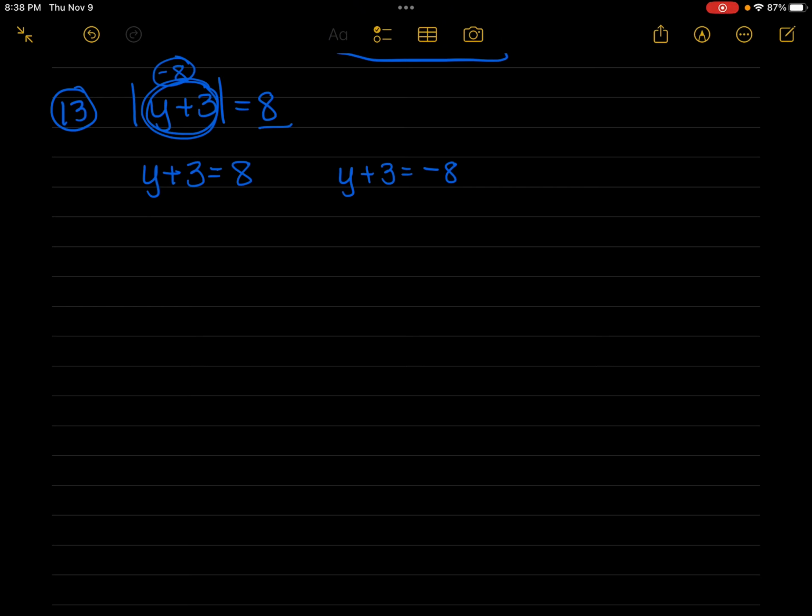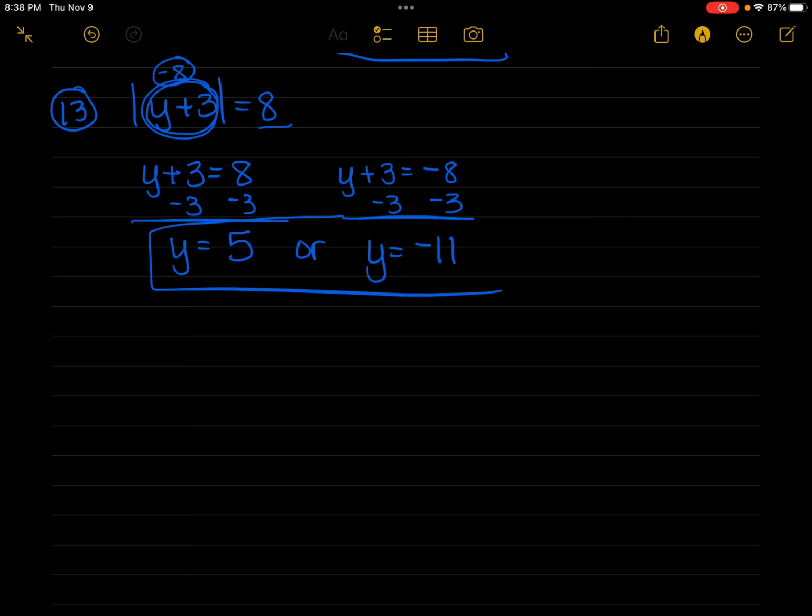On 14, 15, and number 17, you should have 2 answers for each problem because you do both equations. Now I'm going to minus 3 on both sides of this one. So I have y equals 5. And then over here, when I minus 3 on both sides, I get y equals negative 11. So my answer is y equals 5 or y equals negative 11. It has 2 answers. Both of these are the answers to the problem.